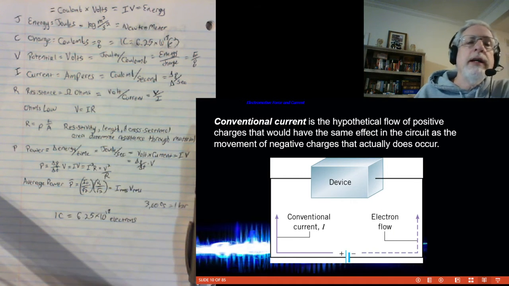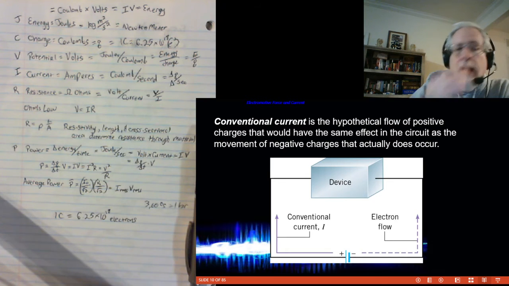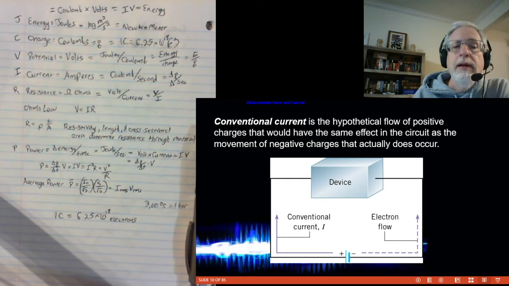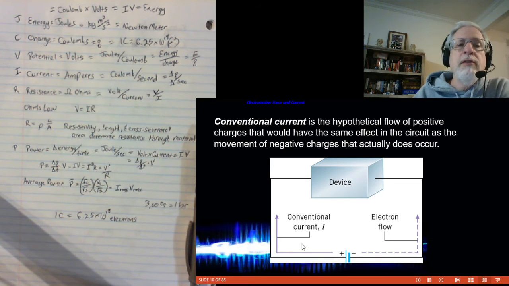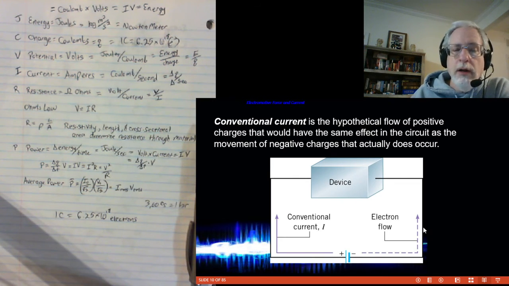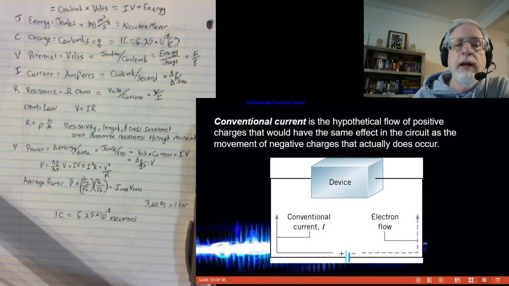So conventional current is the hypothetical flow of positive charges. It's the direction that a positive charge would flow, which is the same way we define electric fields. And it has the same effect as if the electrons flowed. So it doesn't really matter what direction you draw it, but just understand that conventional current we draw going the opposite direction. The flow of current is really just the flow of electrons though.